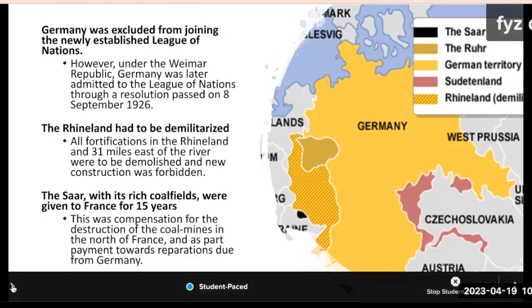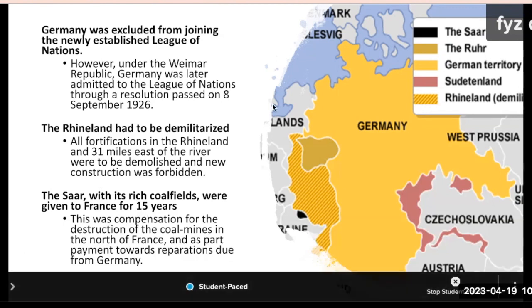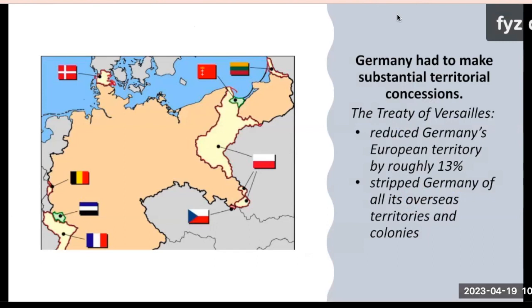Okay, now we know that when a country loses a war, typically the treaty is going to result in them losing territories to the winners. Now, the loss of territory is going to result in lost markets for German industrialization, and it's going to result in a loss of natural resources.